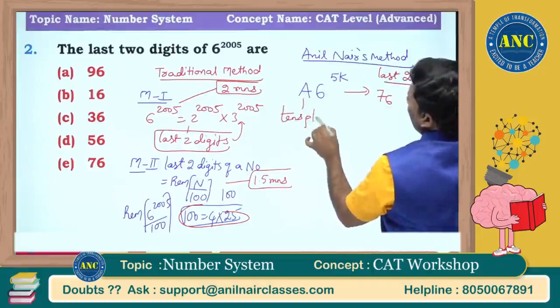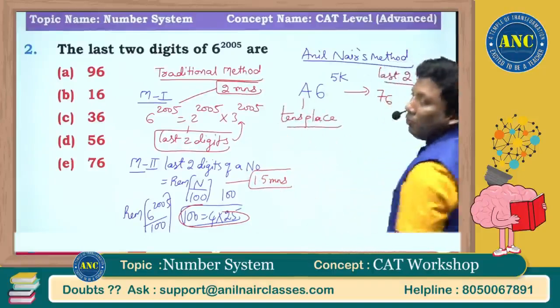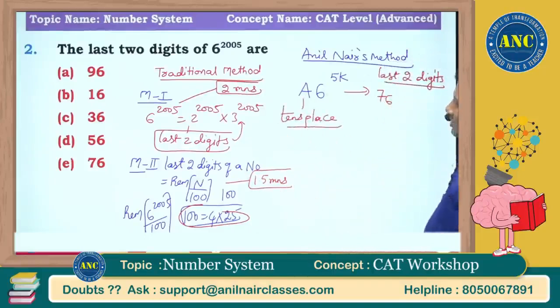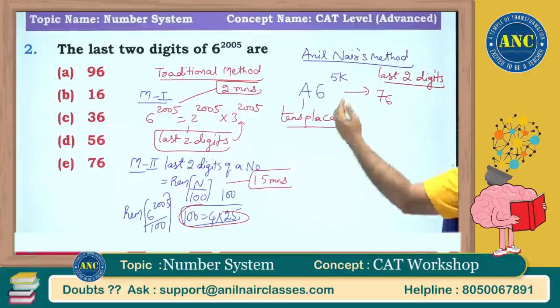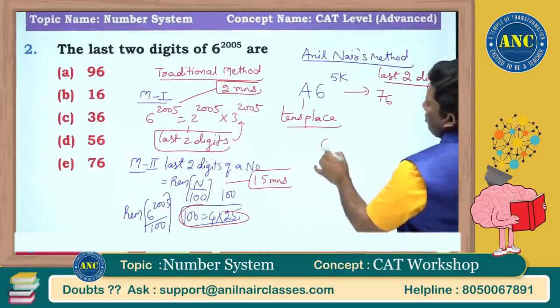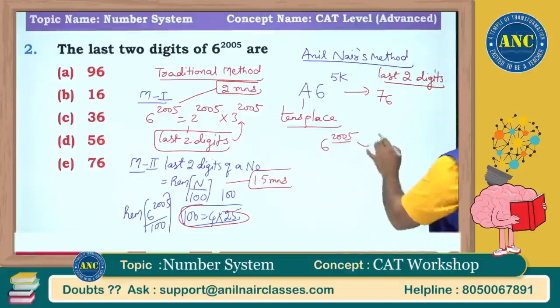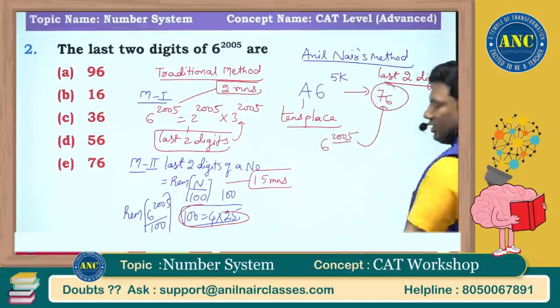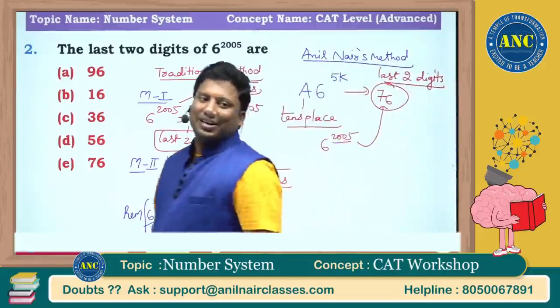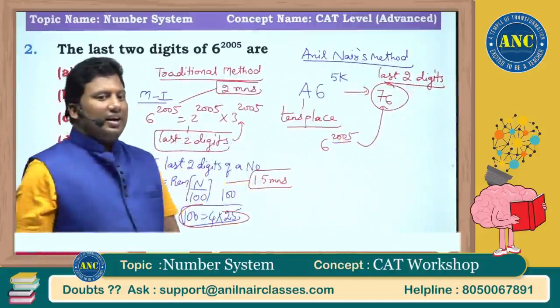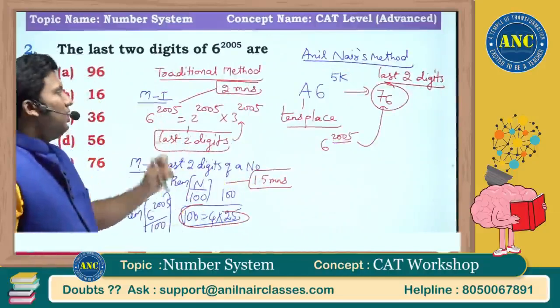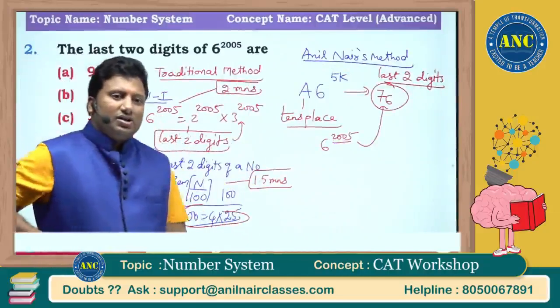In our CAT enrolled batch, I gave a proof of why it happens to be 76. Now see here: what are the last 2 digits of 6 power 2005? 2005 is a multiple of 5. Answer directly, it is 76.